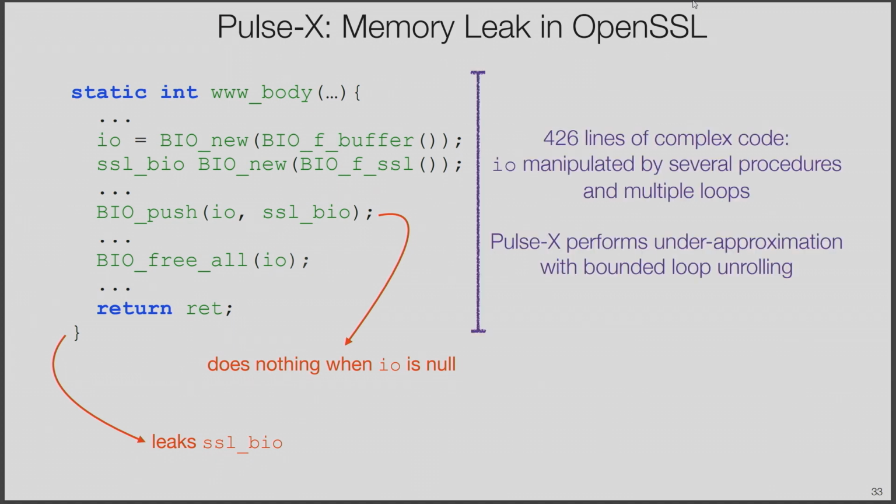And this was a nice example because it's more than 400 lines of code. Not that the number of lines is impressive, but there are multiple procedure calls that manipulate I/O, some of which are recursive, and we have multiple nested loops. And PulseX could effortlessly find this bug because it did bounded unrolling of the loop, whereas Infer couldn't because it could not come up with a spec for that loop and notice that SSL bio is being leaked. So again, simple examples, but because of the under-approximate simple analysis, we could find it.